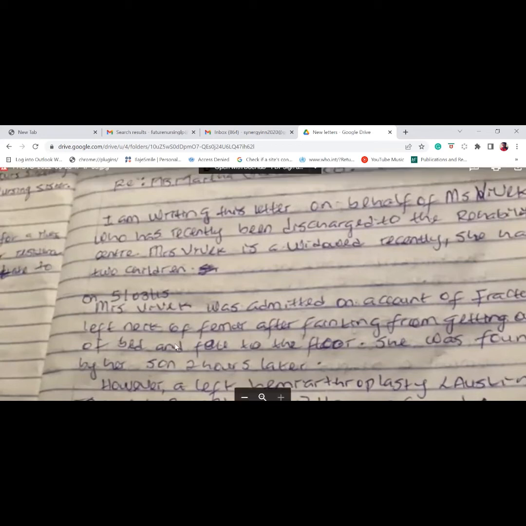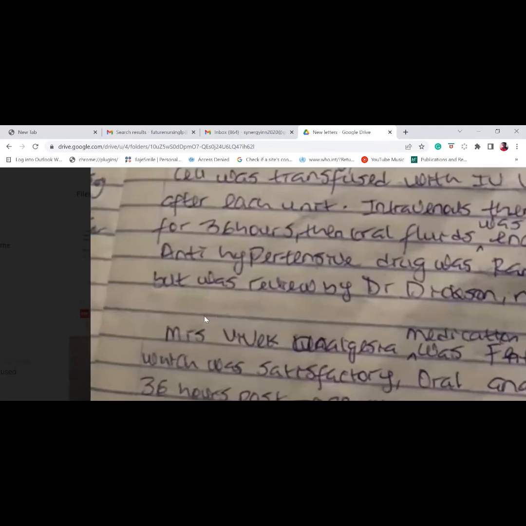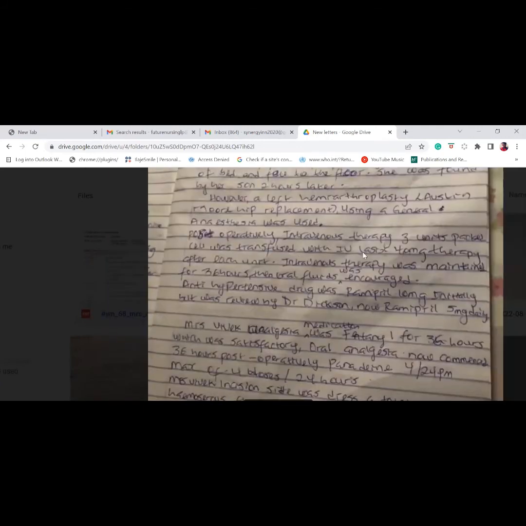Then the second paragraph. Note the date reference and how you can write it. She was admitted on account of fracture of the left neck of femur after fainting from getting out of bed and fell to the ground. I hope this is "fell" and not "fall". She was found by her son 2 hours later. However, a left hemiarthroplasty, that is an Austin Moore hip replacement, using a general anesthetic was done.